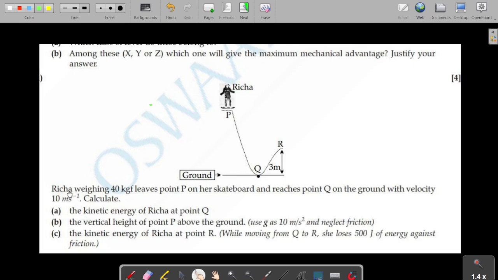The problem is like this: Richa weighing 40 kg leaves point P on her skateboard and reaches point Q on the ground with velocity 10 meter per second, and you have to calculate in part A, the kinetic energy of Richa at point Q. B, the vertical height of point P above the ground. Use g as 10 meter per second square and neglect friction. And in part C, we have to calculate the kinetic energy of Richa at point R. While moving from Q to R, she loses 500 joule of energy against friction. So we will proceed for the solution.